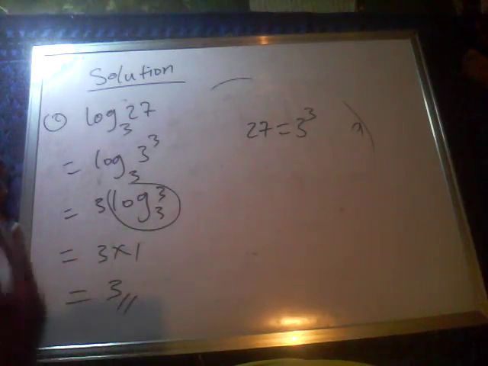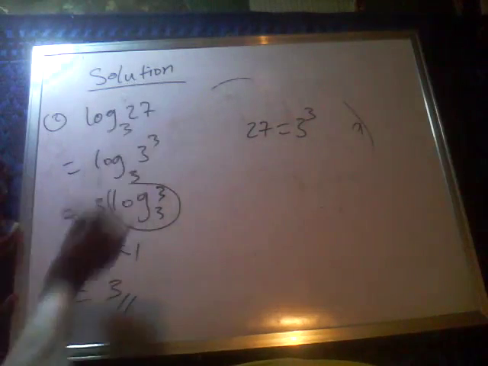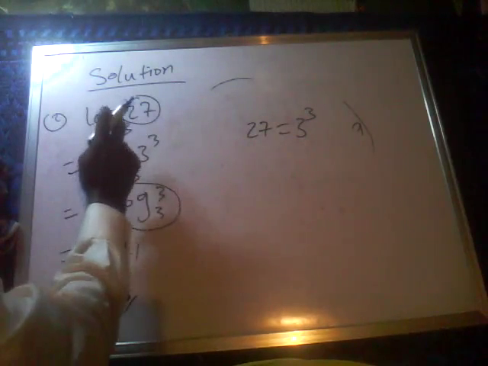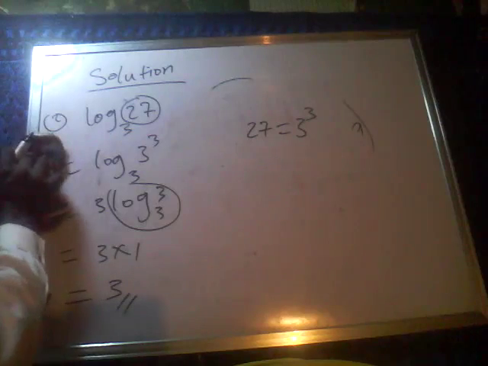So whenever we have a problem of this nature, we must try as much as possible to break the number down to a power multiple of the base. Then we go ahead and solve and apply the relevant laws.